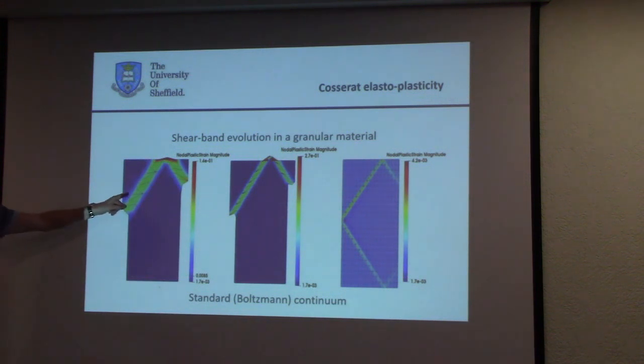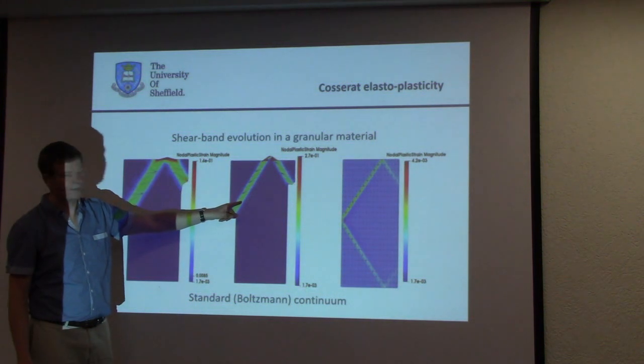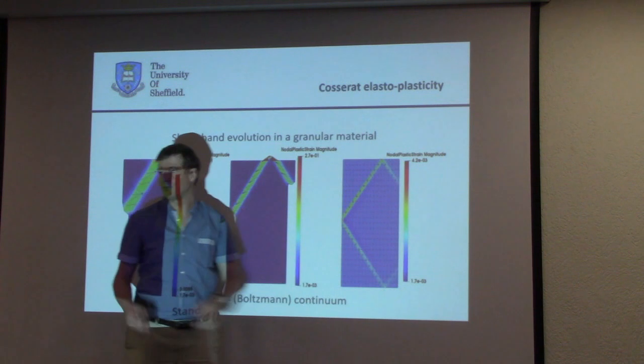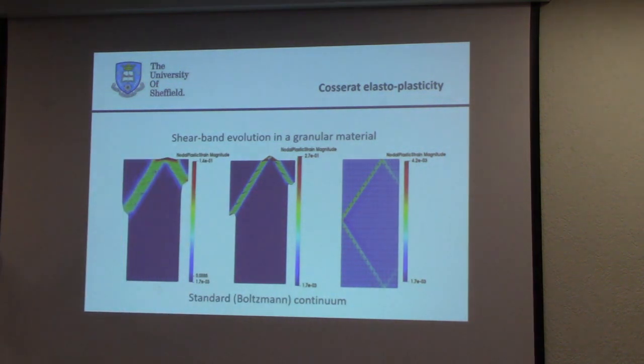You see, for a coarse mesh, it's one element wide. For a finer mesh, it's one element wide. For an even finer mesh, it's one element wide. And the finer you go, the thinner become your shear bands.